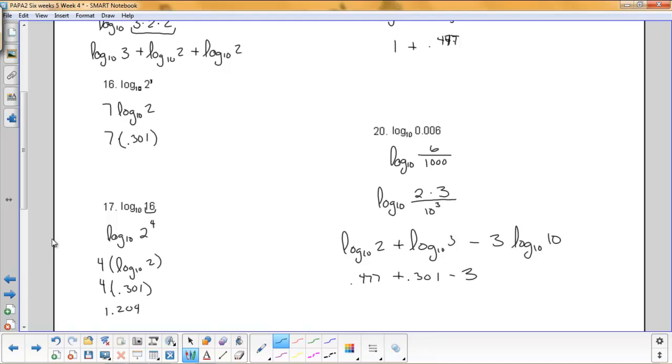Properties of logarithms are pretty simple and pretty straightforward, but it's important that you're able to recognize how to solve them and how to manipulate the numbers, and that's what this activity was for.